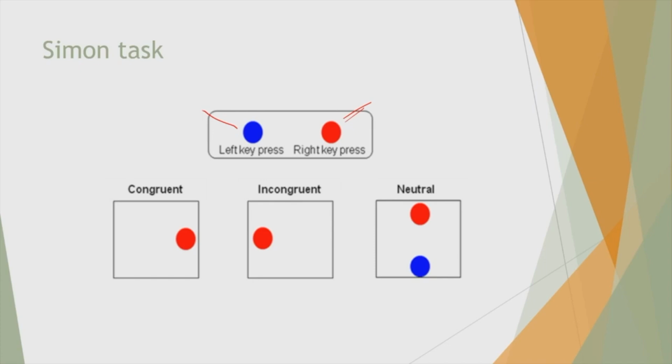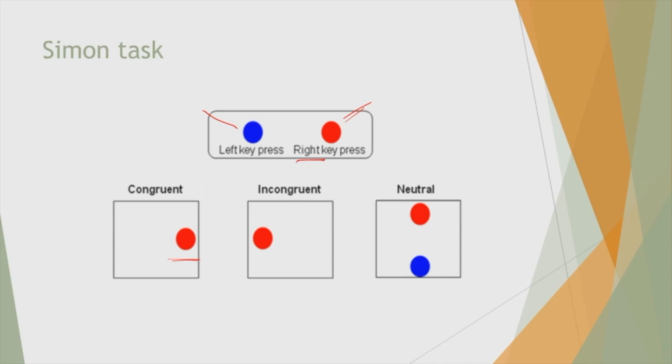Now, the manipulation here: there are three possible manipulations. One is called the congruent condition. Remember, red is connected to the right key. So, in the congruent condition, the red circle appears on the right side of the screen. The red dot is on the right side of the screen, and you have to press the right key.